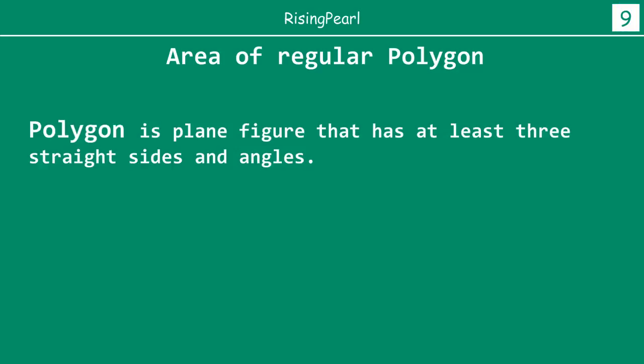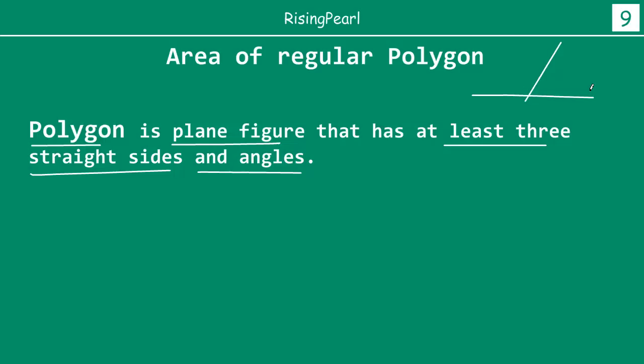Now let's talk about what a polygon is. A polygon is a plane figure that has at least 3 straight sides and angles. If it has fewer than 3, say 2 straight lines, you actually have just an angle. You do not have a closed shape or a closed figure. So you need to have at least 3 sides and angles, that means a triangle or more. So that is a polygon, a plane figure that has at least 3 straight sides and angles.